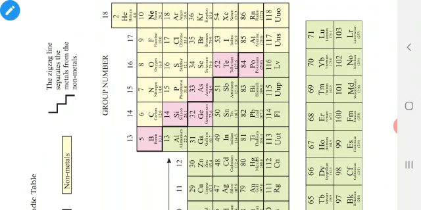Third one, we are going to see the modern periodic table. We are using the periodic table now, no? So that is called the modern periodic table. This was invented by Moseley.